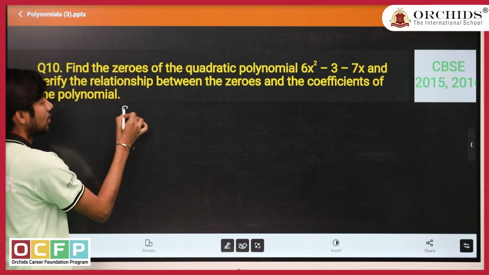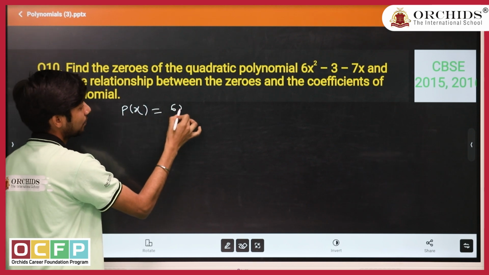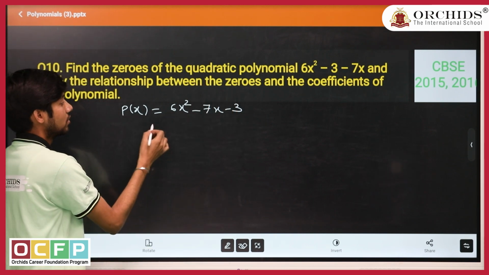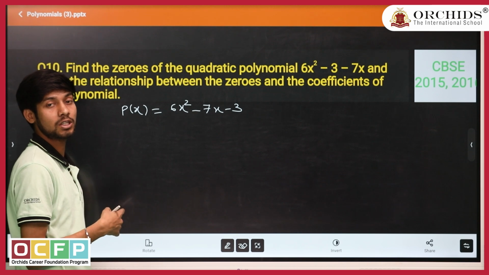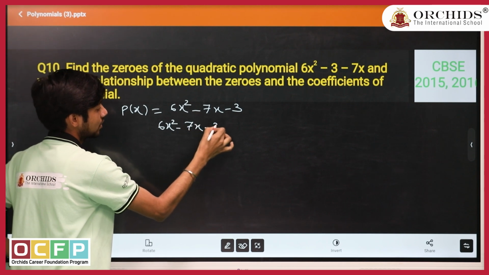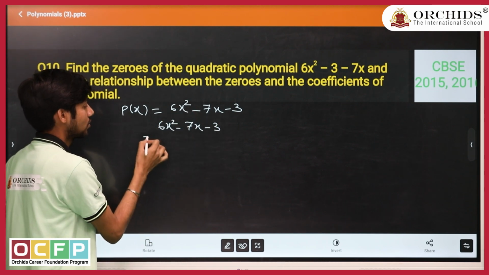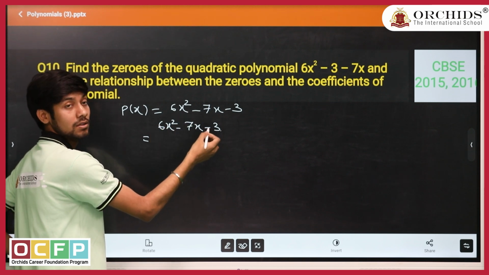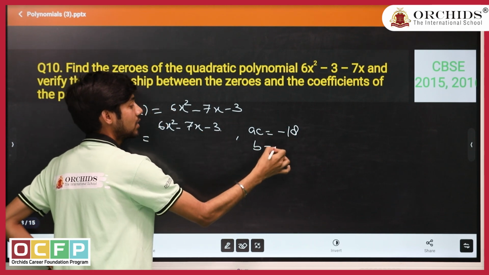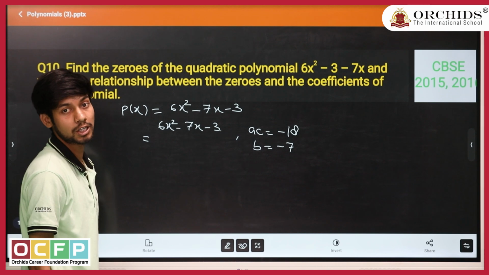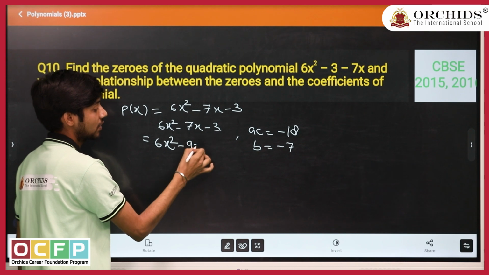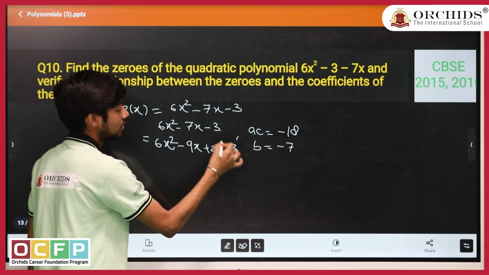So what is given? Given polynomial is 6x square minus 7x minus 3, and try to find out the zeros of this polynomial. What we'll write? 6x square minus 7x minus 3, and we'll factorize it. So just factorize: a into c, that is 6 into minus 3, is minus 18, and b is minus 7. So we can use the middle term splitting method and we can solve it. So we can write 6x square minus 9x plus 2x minus 3.